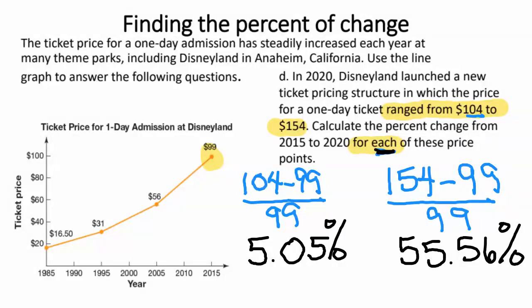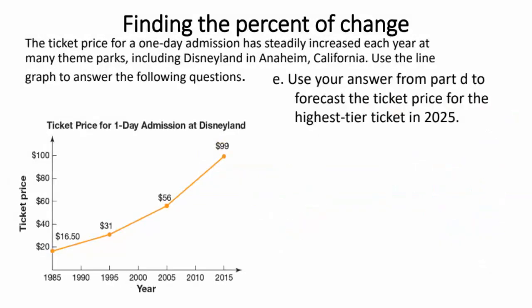Now, last question for this one. It says, use your answers from part D to forecast the ticket price for the highest tier ticket. Well, the highest tier ticket was the one that was for $154. That was the higher ticket.